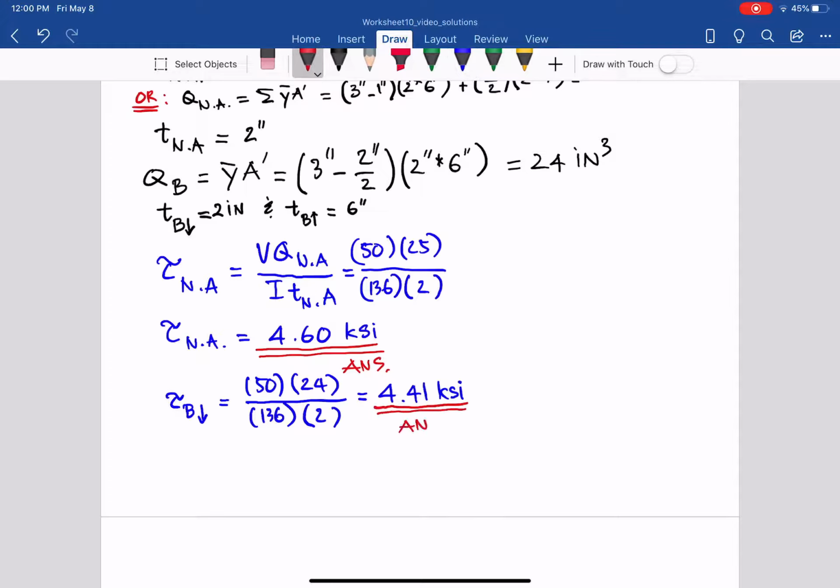And then we can also find the transverse shear stress at point B, but belonging to the flange. It is equal to 50, the same, 24, the same. Only the thickness is not the same. 136. And in this case, 6 inches. So from that, we will have the result, and that one is less. By that, it equals 1.47 KSI.